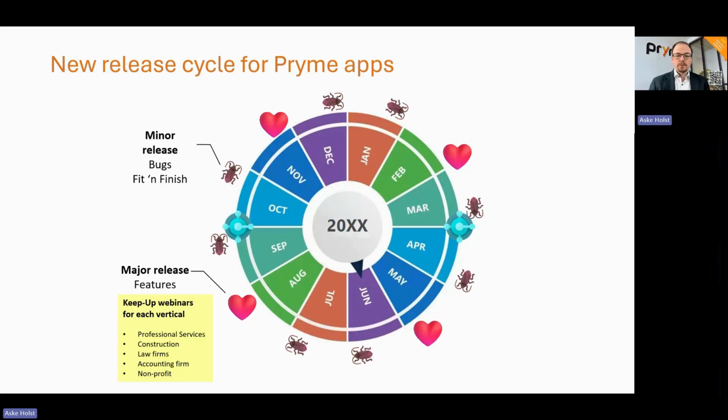With this change, we are also changing our structure of the webinars, so there will be 4 webinars every year to coincide with the major releases. Each of these webinars will be for a specific vertical, and this time we're looking at the accounting firms version. This also means that we will not cover all new functionality that we're releasing across all our apps, but each vertical webinar will be focused on the features and functionality that we deem to be relevant for that specific vertical.